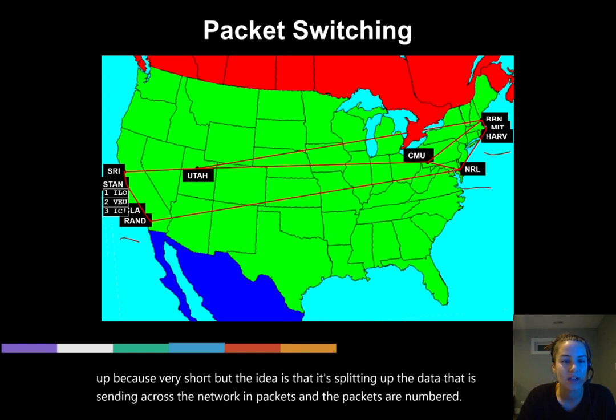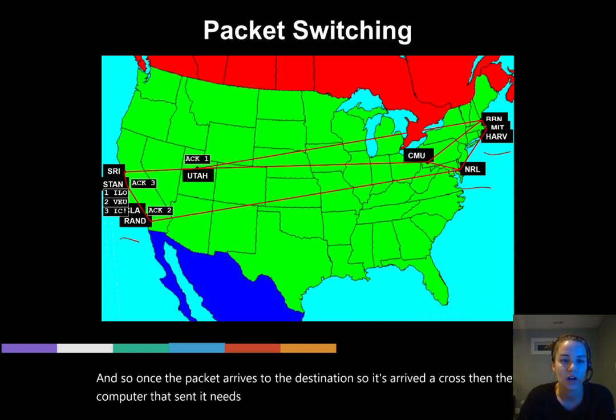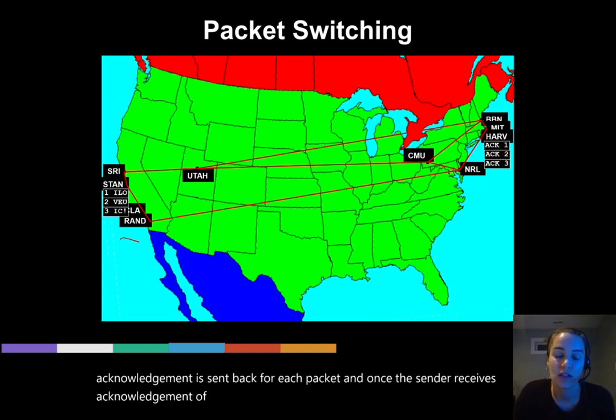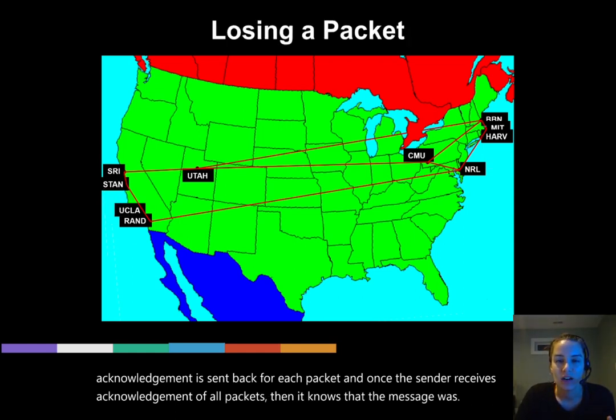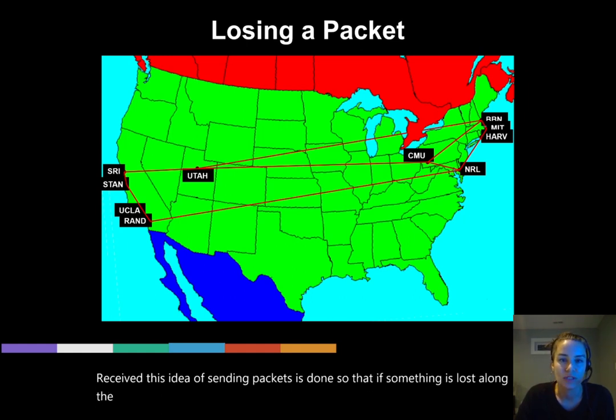And so once the packet arrives at the destination, the computer that sent it needs to know that it was received. So an acknowledgement is sent back for each packet, and once the sender receives acknowledgement of all packets, then it knows that the message was received. This idea of sending packets is done so that if something is lost along the way, you don't have to resend everything, you can just resend whatever was lost.